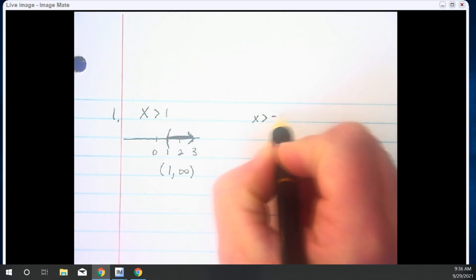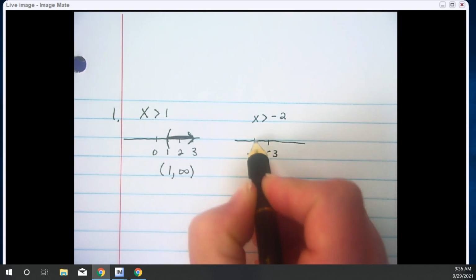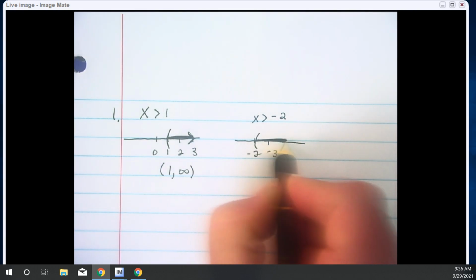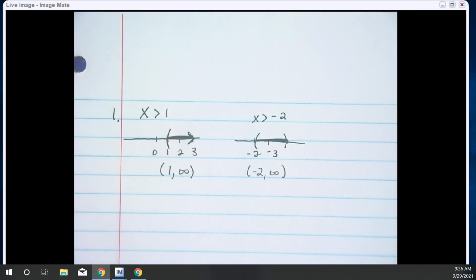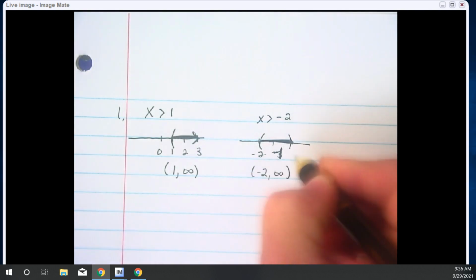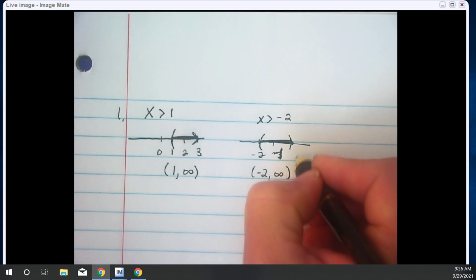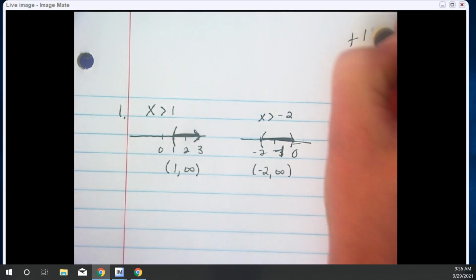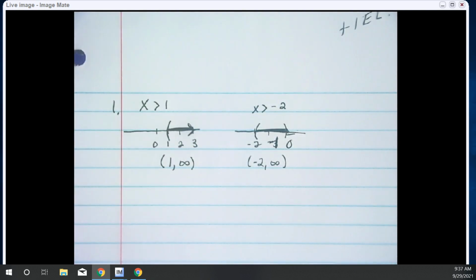X is greater than -2. Number line, -2, -3, parenthesis, arrow, -2 to infinity. No. -3 less than... I put my number in the wrong spot. Yes. I was so confused. Plus one, Emily. Good job. Yes, it is.